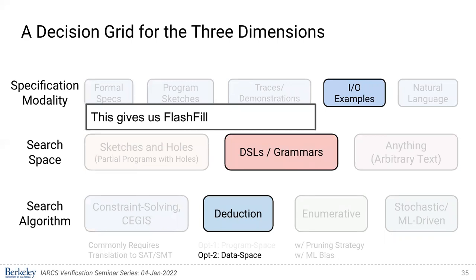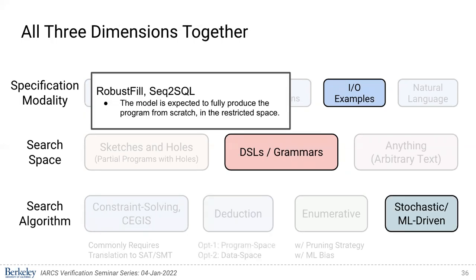FlashFill popularized the use of input-output examples as the specification modality, and they combined it with a DSL, a small search space, with deduction-based techniques that operated over the data space, or the space of the input-output examples themselves. It used divide and conquer on that. And more recently, with the effectiveness of deep learning, there are solutions like RobustFill or Seq2SQL, which rely entirely on models to generate the end-to-end programs, which are still contained in the DSL or grammar.